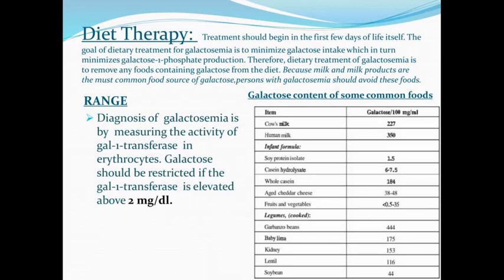So you have cow's milk, human milk, some infant formula, soya protein isolate, casein hydrolysate, whole casein, aged cheddar cheese, fruits and vegetables, and legumes. Under legumes you have beans, baby lima, kidney beans, lentils and soybean. So you might want to avoid those kinds of food.